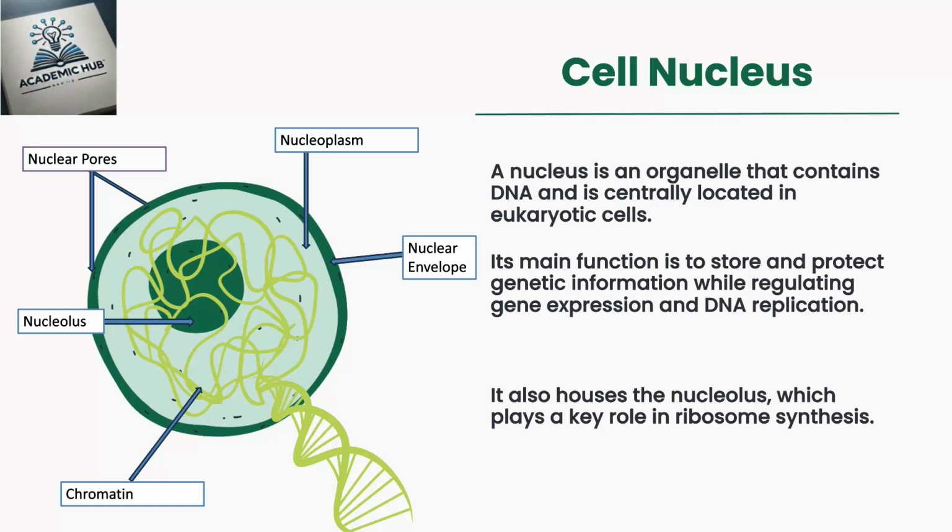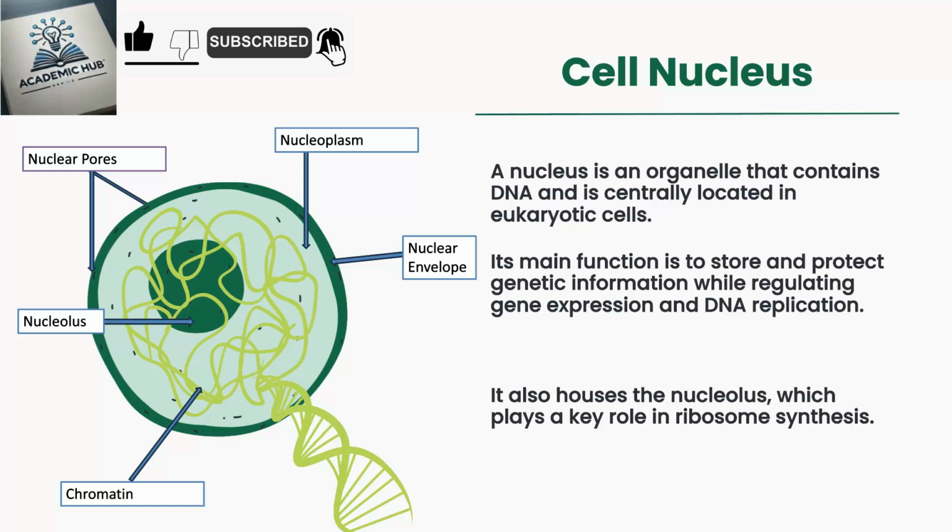Now next is regulating gene expression. The nucleus controls which genes are turned on or off at a given time. This process ensures that cells produce only the proteins they need. For example, hemoglobin production in red blood cells. In developing red blood cells, the nucleus activates the gene for hemoglobin, allowing the cell to produce oxygen-carrying molecules. However, in a nerve cell, this gene remains inactive as nerve cells do not need hemoglobin.